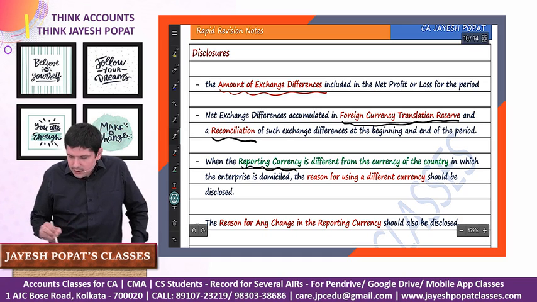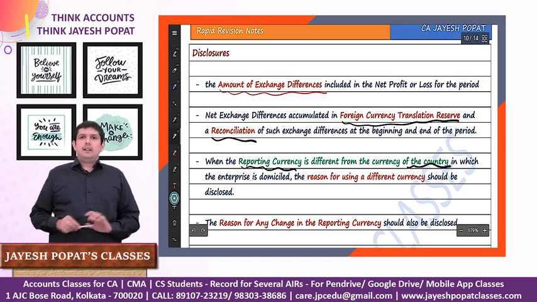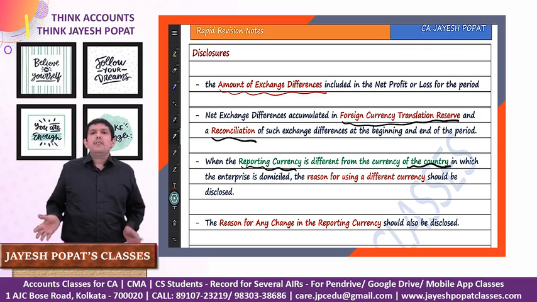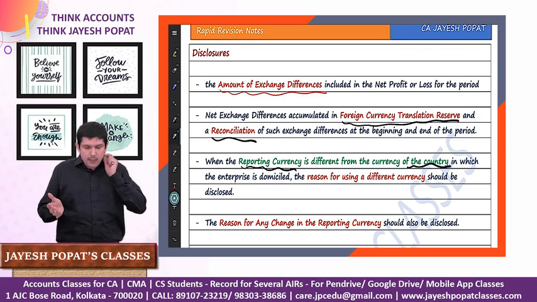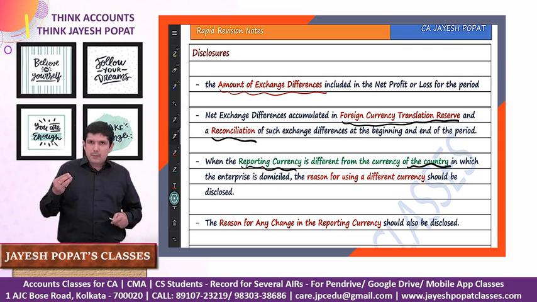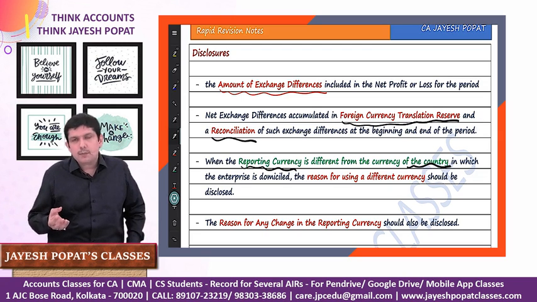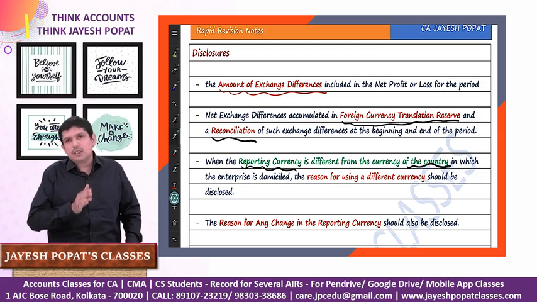Reporting currency may be different from the currency of the country. In India, all of us make financial statements in INR, but if in India I am making my financial statements in USD, my reporting currency becomes USD, because it is the currency in which the financial statements are made.